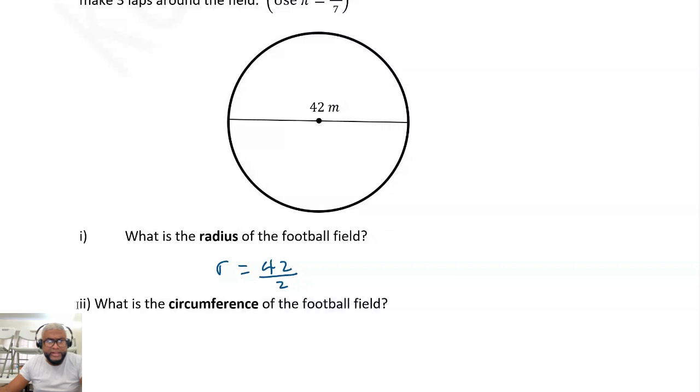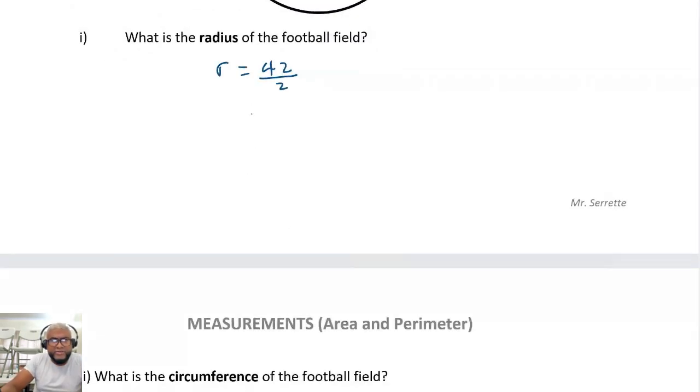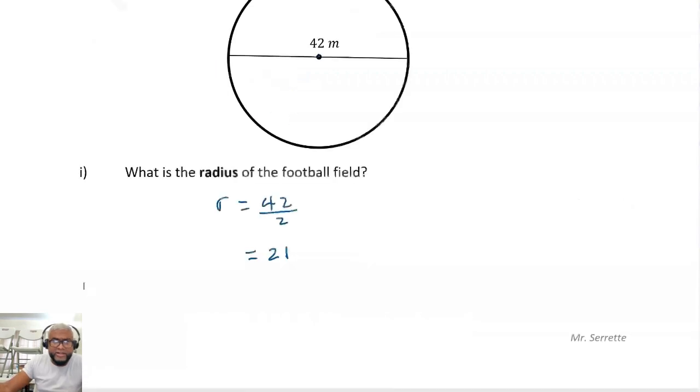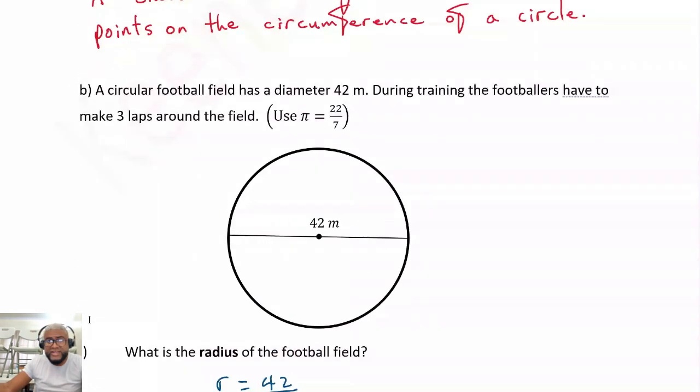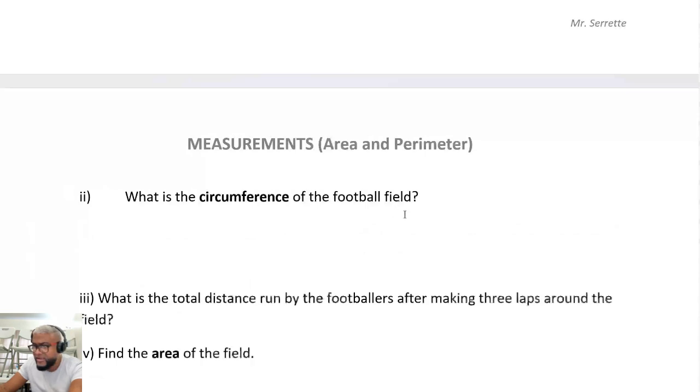Okay, so R is equal to 42 divided by 2, which is 21 meters. That's my radius. Your radius is equal to half of your diameter. Scrolling down. What is the circumference of the football field?